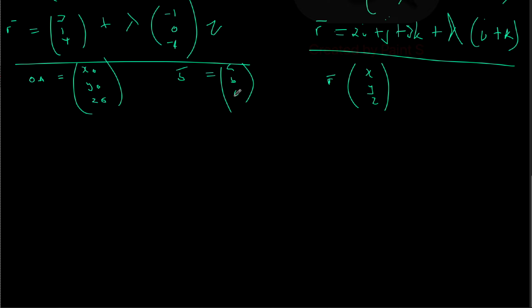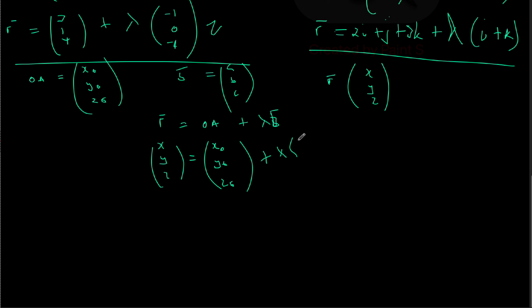Which means at the end of the day, if I'm going to be writing my equation, which says that R bar should be equal to OA plus lambda of B, I can actually just rewrite it as X, Y, Z is the same as X0, Y0, and Z0, all this plus lambda of A, B, and C. And this version now is what is called a vector equation, right? This is a vector equation as we have been doing, yeah?